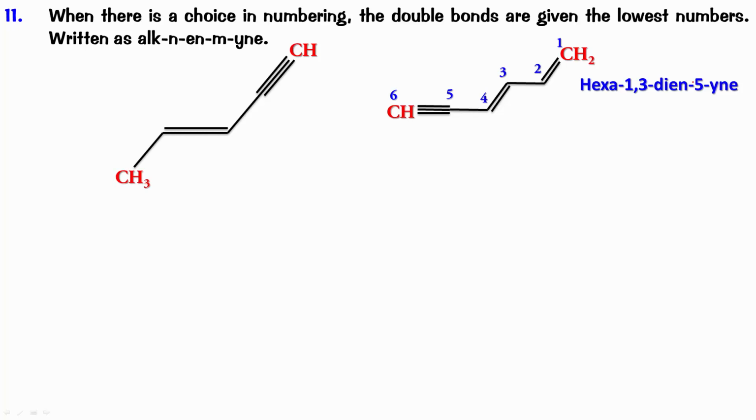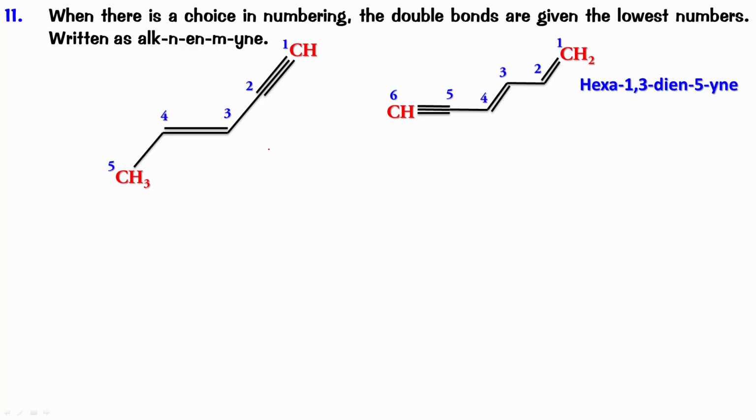Pause the video, check for yourself, and then play the video and check whether your answer is correct or not. Now here, if I number it from the top, I get 1, 2, 3, 4, 5. First unsaturation at 1, then at 3. Go the reverse. 1, 2, 3, 4, 5. First at 2, second at 4. It doesn't work. We go with 1 and 3. So though we are giving a lower number to the triple bond, that is because the first unsaturated bond must get the lowest number. So the numbering is done like this.